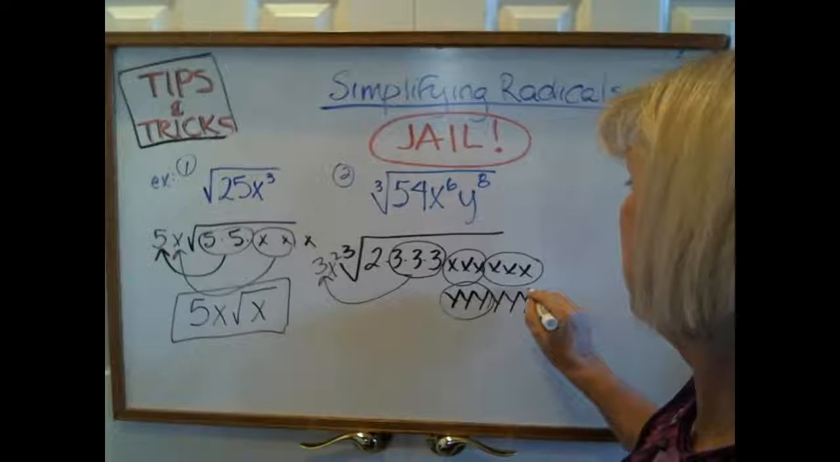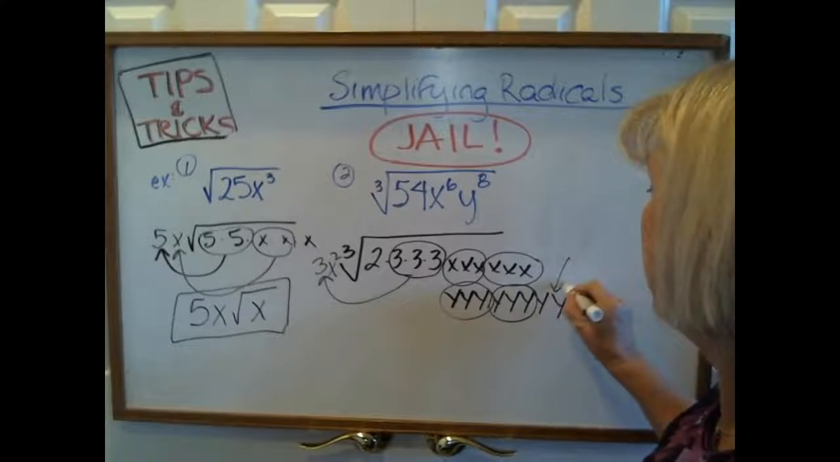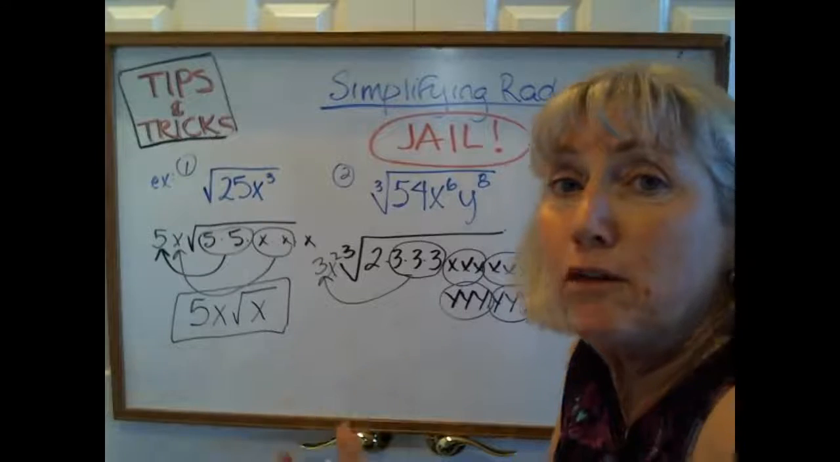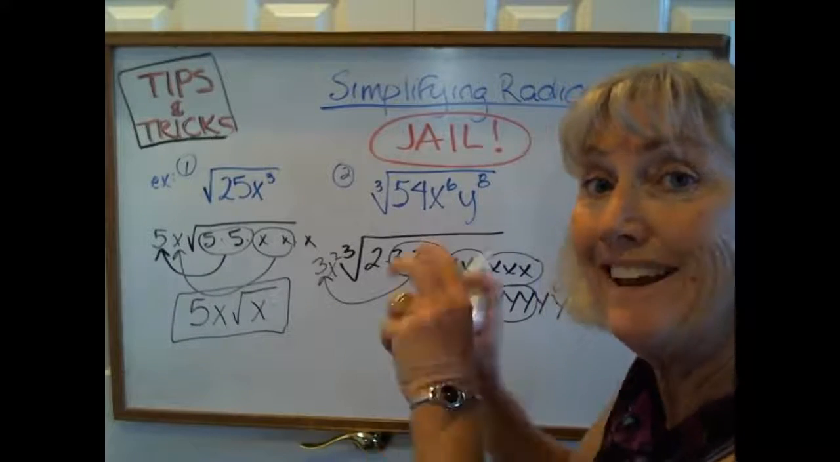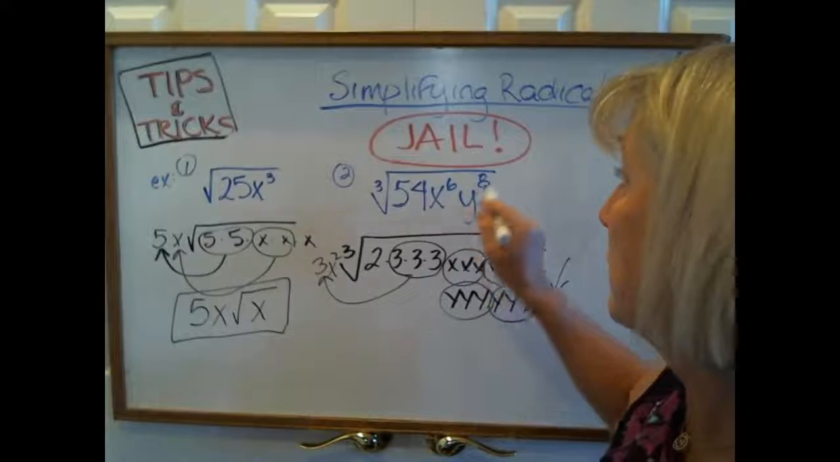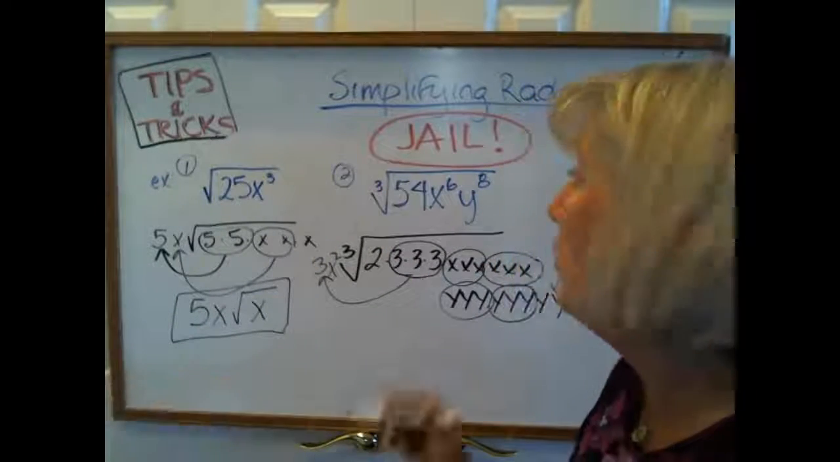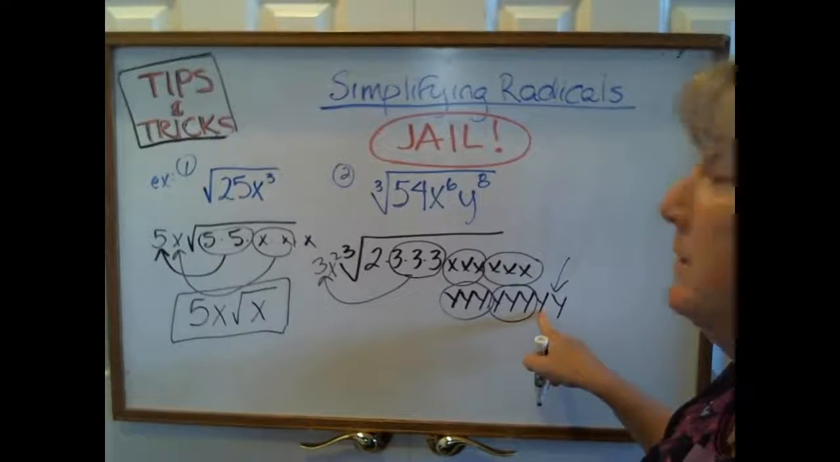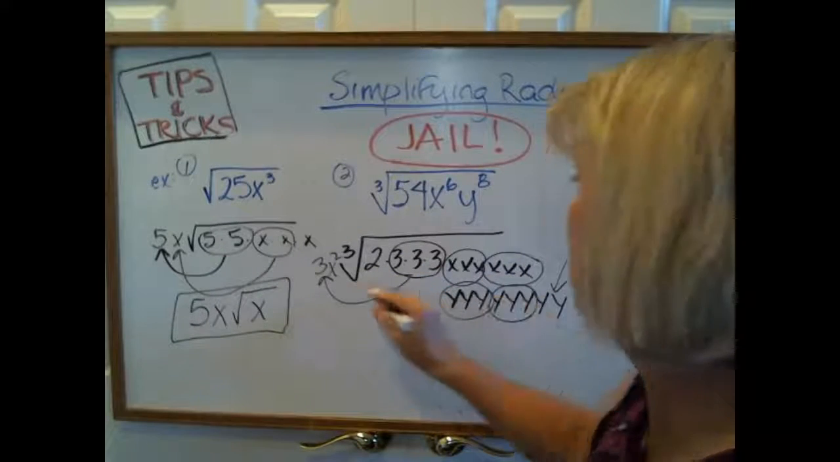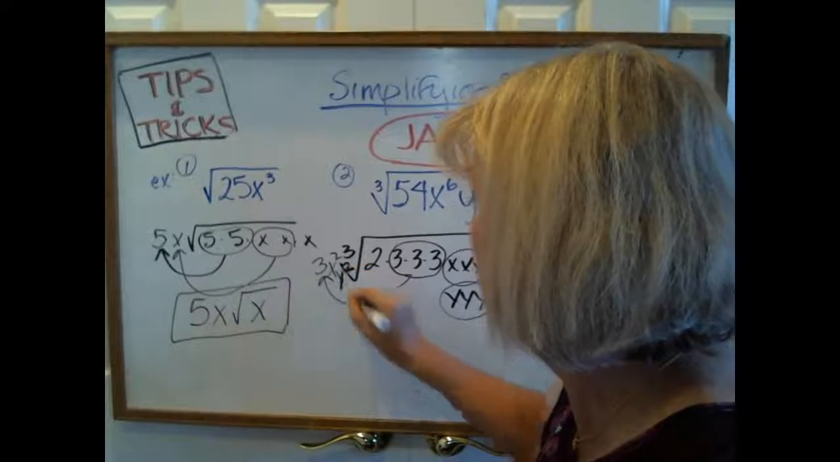We have 3 there, 3 there, and then we have 2 left over, which isn't a full group of 3, so those are going to have to stay in jail. Now the shortcut would be 8 divided by 3, which would be 2, with 2 remainder. So these 2 y's, it's going to be a y squared that comes out here.